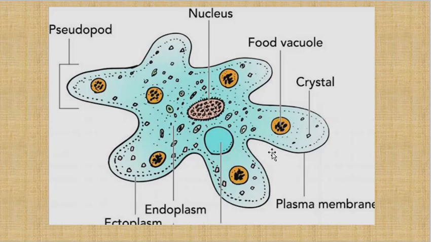So, the plasma membrane is the cell membrane that covers the cell. This is a pseudopod. When food is found here, this closes and the food, prey or particle, is given to this vacuole. This vacuole absorbs whatever is necessary and whatever is unwanted is thrown out. This is how the amoeba works.